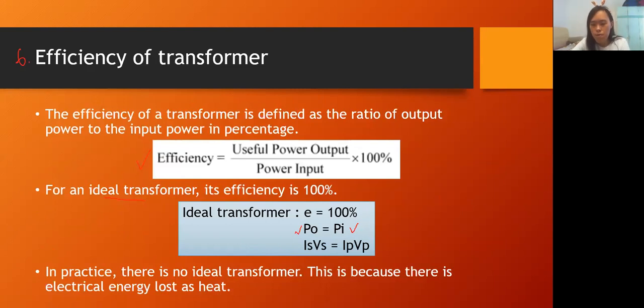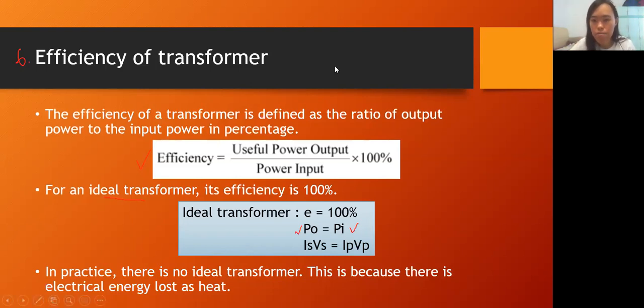Teacher, the ideal transformer no need, right? No need, because this is just for your information. Once you see the word ideal, it means that the input power and the output power will be the same. Usually in exam, when you see ideal transformer, you must know that both input power and output power are the same. Then only it will help you to increase and decrease the voltage ideally.